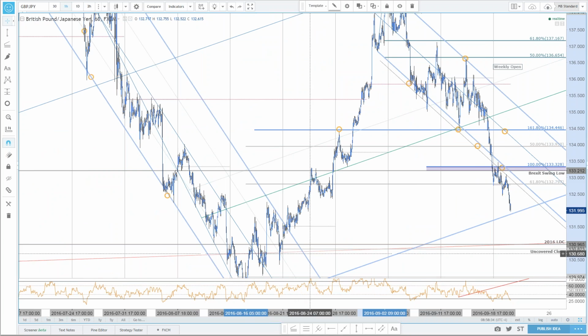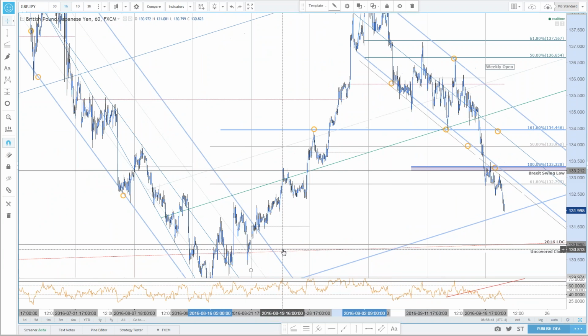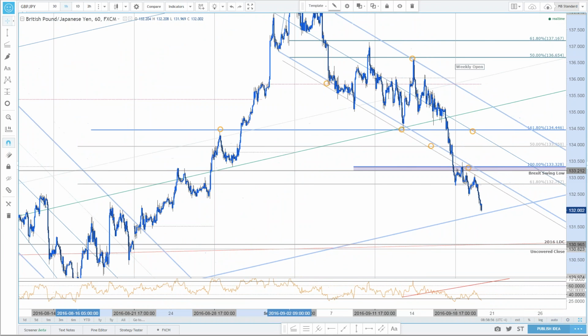Okay, the uncovered close from way back here, and from the 819 open of the week. By the way, does everyone know what I mean by uncovered close? It just means the market gapped higher, and we never moved in to fill that gap. So this is still an uncovered close from that weekly open. Okay, and the 2016 low day close comes in at 130.96.